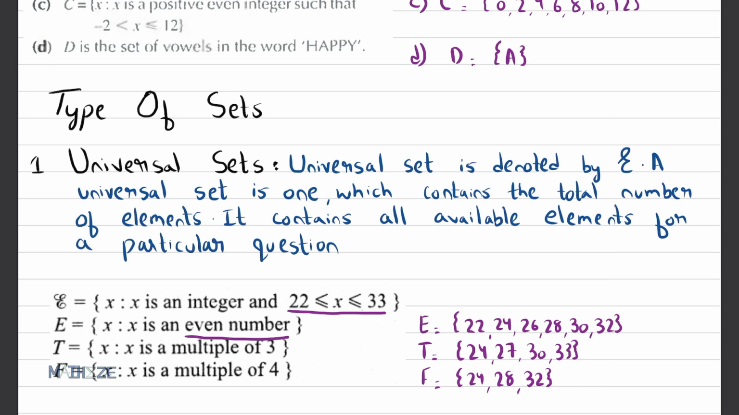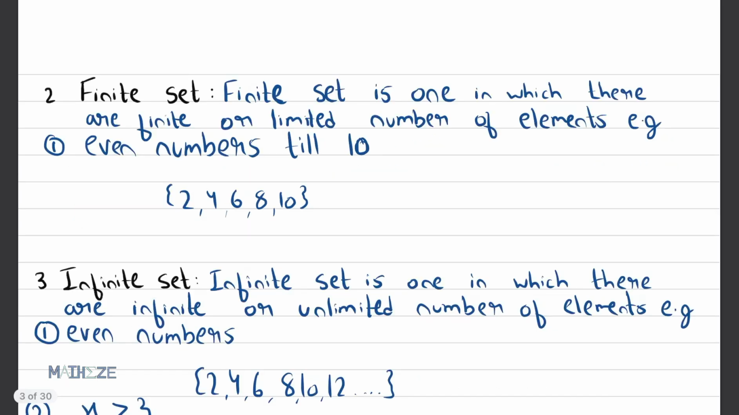That's it. So universal sets क्या होते हैं? जिससे हम different sets को extract करते हैं. उसके अंदर सारे elements present होते हैं. Do you get till this point? Now comes second and third set. That is finite and infinite set.